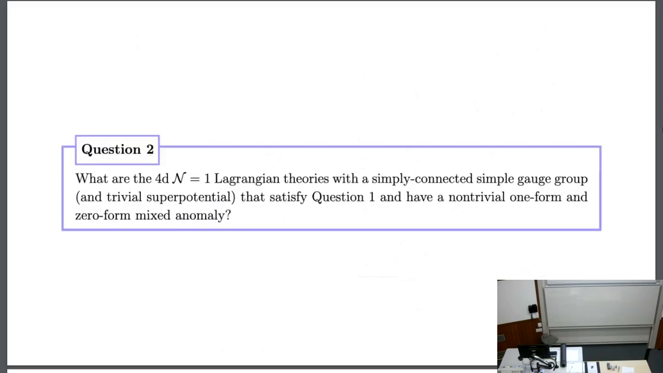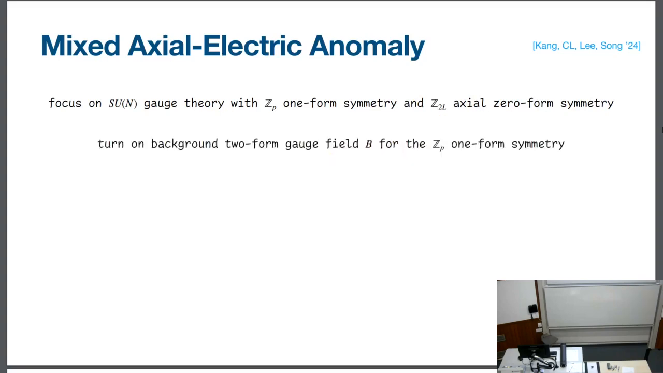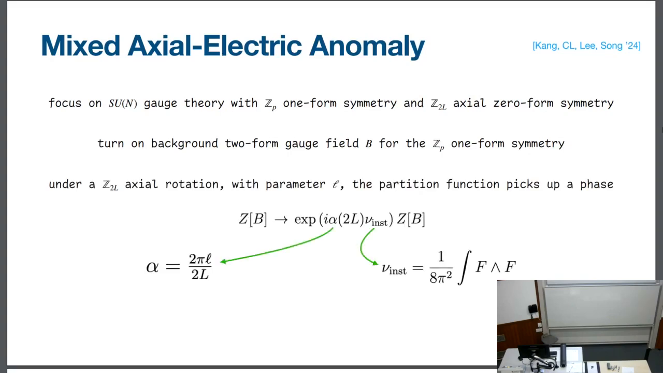Okay, so now we have to move to the second question. What are the theories which also have a mixed anomaly? Because we would like to constrain the IR physics. So we'll focus on SU(N) with just a Z_p one-form symmetry. We turn on a background field for the one-form symmetry, and we perform an axial rotation. The partition function picks up a phase, and the phase looks like this.